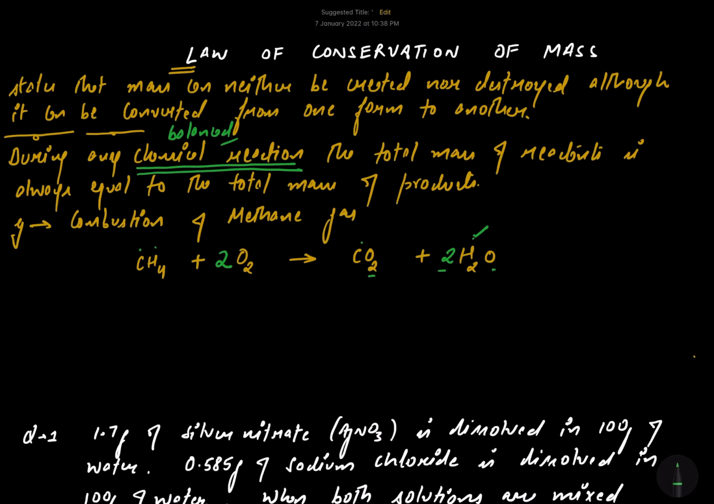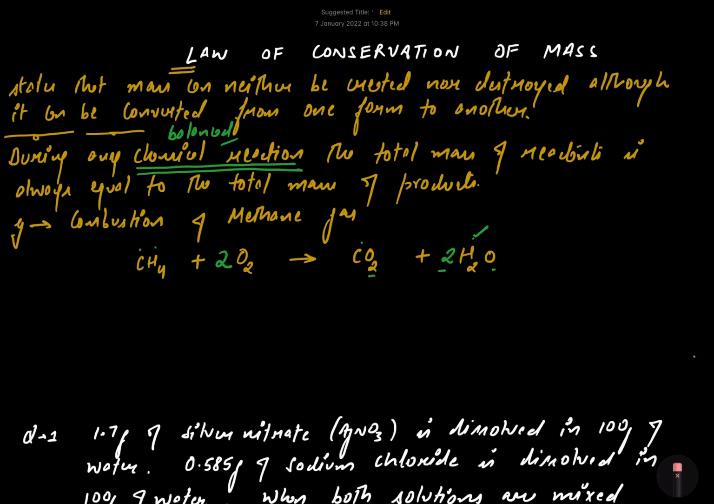So in a balanced chemical equation, you have an equal number of any type of atom on both sides, that is the reactants and the products. So in this chemical reaction, we are having one carbon on both sides, four hydrogen on both sides, and four oxygen on both sides. So that's my balanced chemical reaction. So let us calculate its masses.